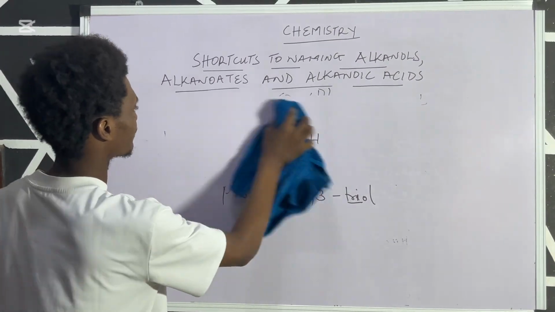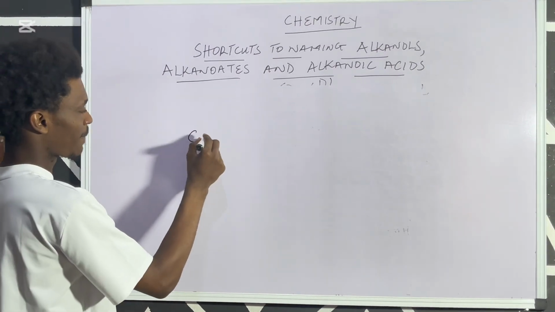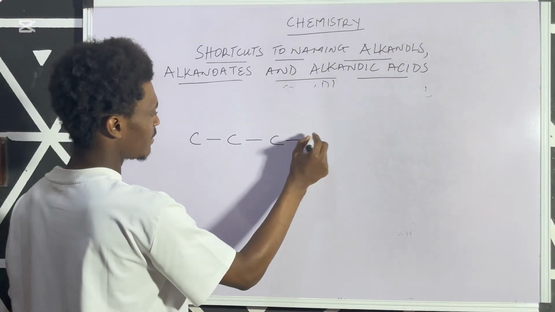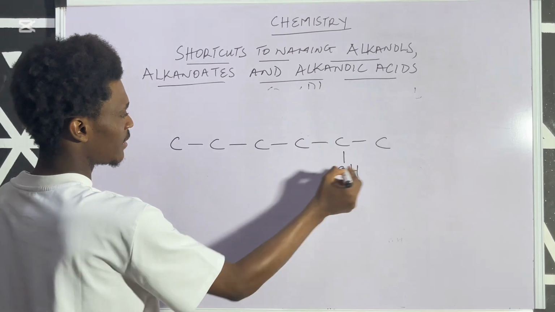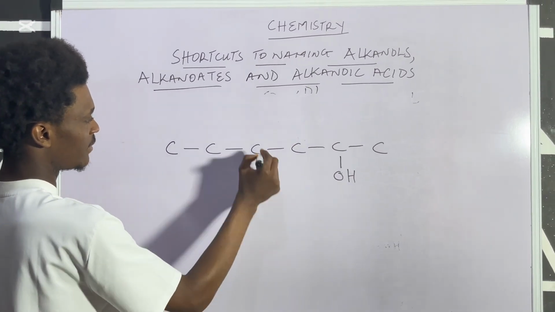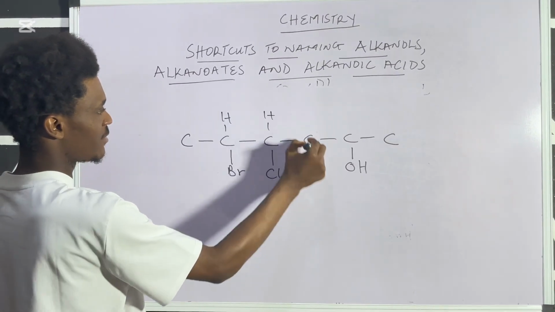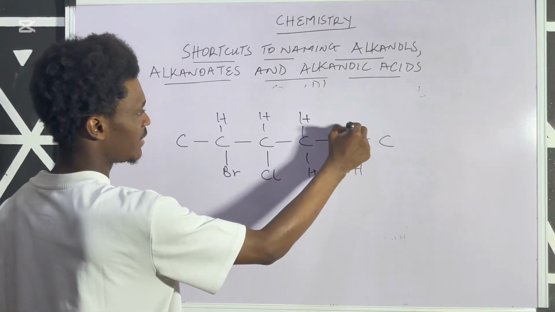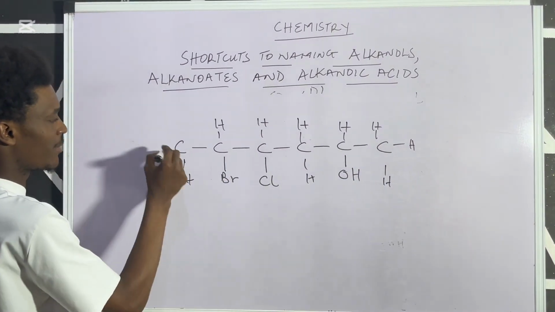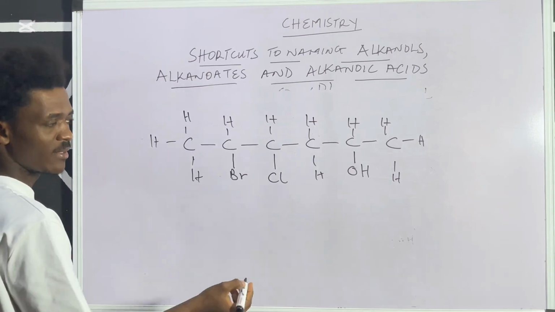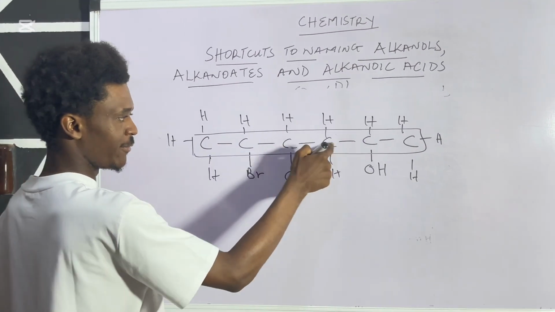Then let's see more. Let's say we are given this other one, and you are told to name this, and then you're having Cl, you're having Br, and then you're having something like this. In this case, we are now having substituents. Then how would you go about naming this? It's still very easy. This still remains our longest carbon chain. 1, 2, 3, 4, 5, 6.